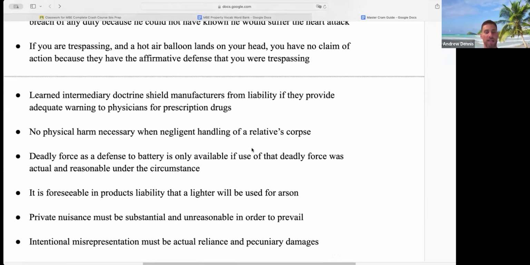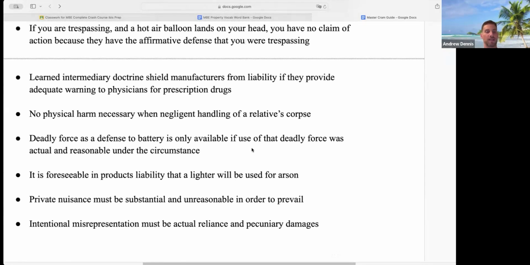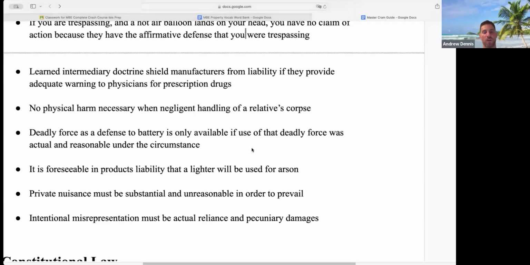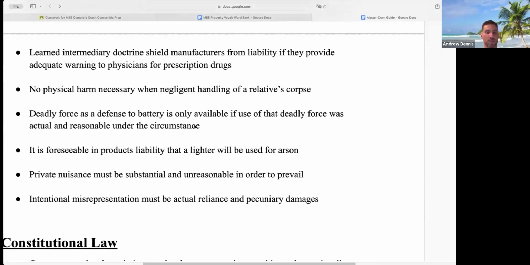No physical harm is necessary for the negligent handling of a relative's corpse because damages are presumed. Deadly force as a defense to battery is only available if the use of that deadly force was actual and reasonable under the circumstances. It is foreseeable in products liability that a lighter will be used for arson, right? It's foreseeable, and it could also be foreseeable misuse. Like it could be foreseeable misuse that you'll use a lighter for arson, right?